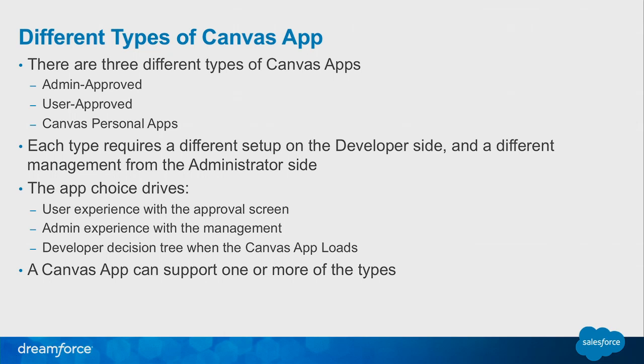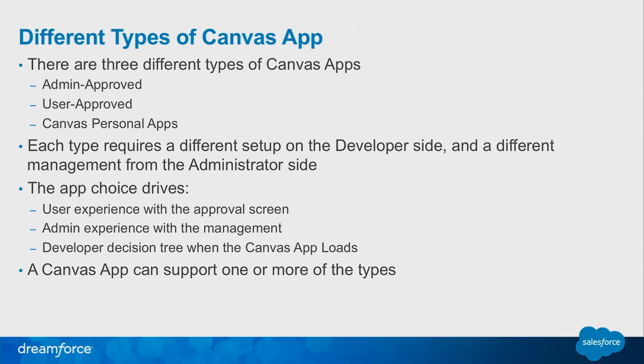Admin approved, which was our initial default setting. It was the first one we came out with. We introduced user approves with the previous spring release. And with the winter release, we have Canvas personal apps. So each of these types of applications has a different developer experience on the Canvas app side.